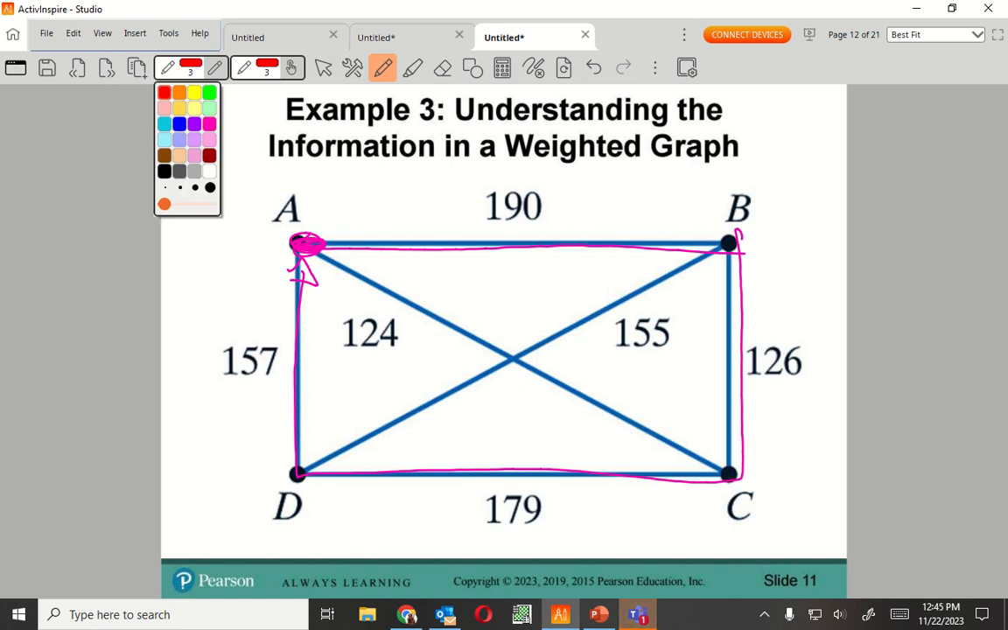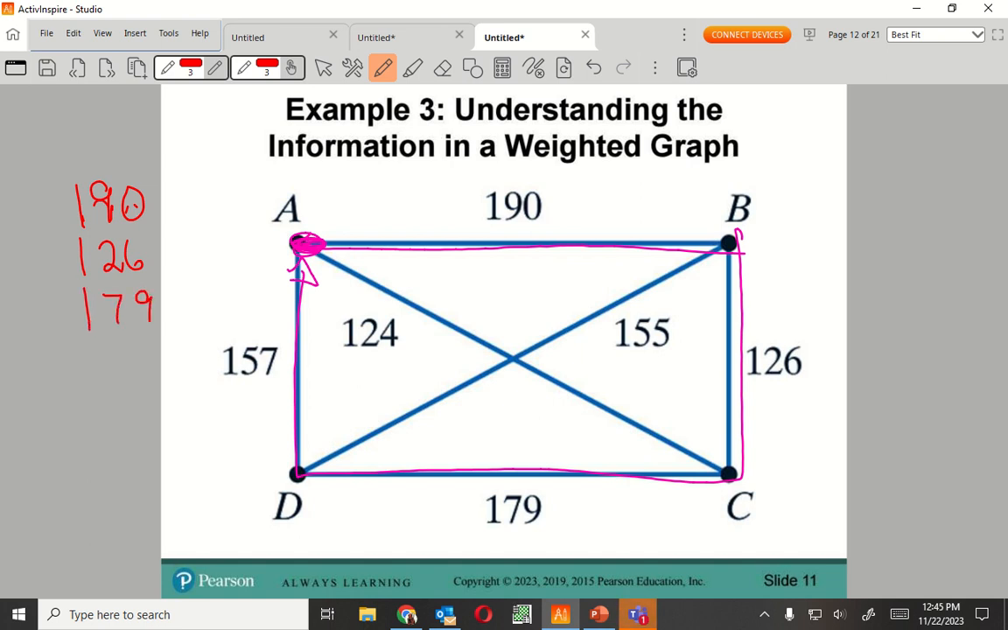So add them up. So my first plane ticket was $190. Second one, very good. Next one is $179. Last one is $157. Add those together, and that's going to be the cost of this trip.